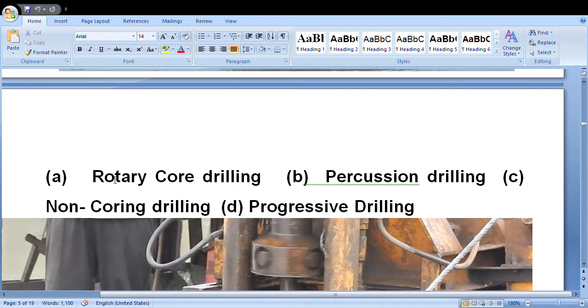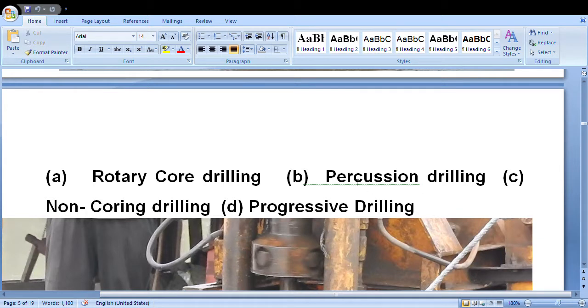I have already discussed rotary core drilling. Percussion drilling, we do not require anything. Non-coring drilling means we do not want a core, for example when we require to fix some piezometer. In such cases, we go for non-coring drilling.